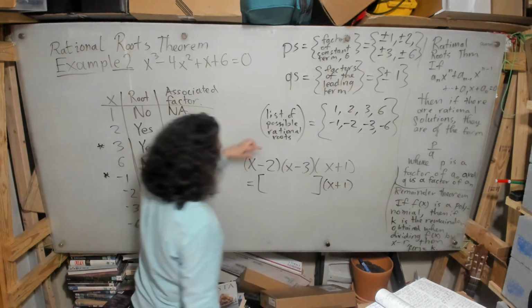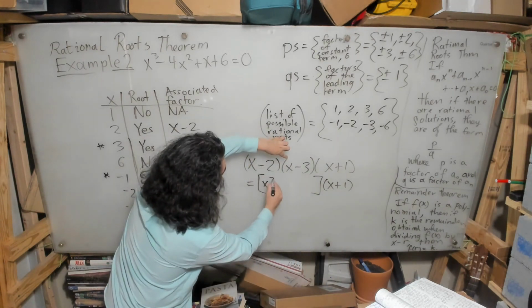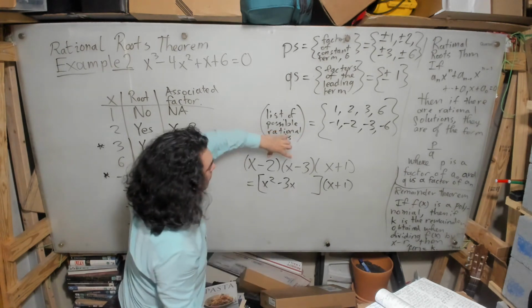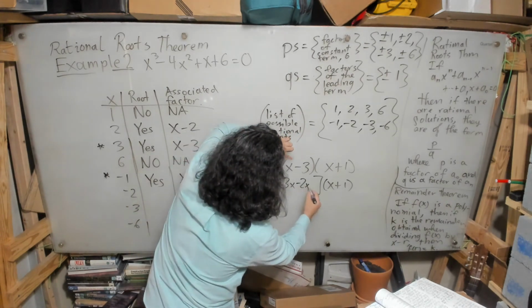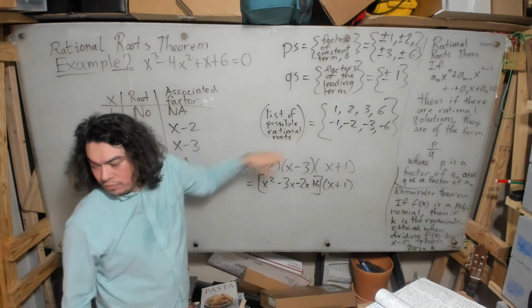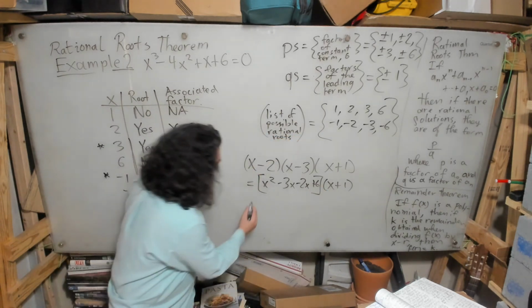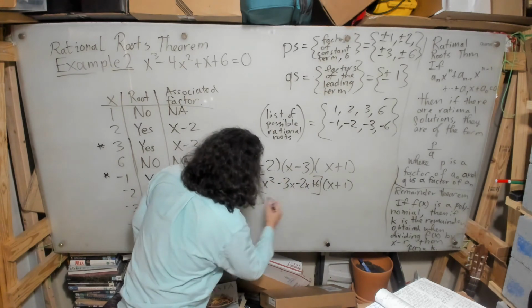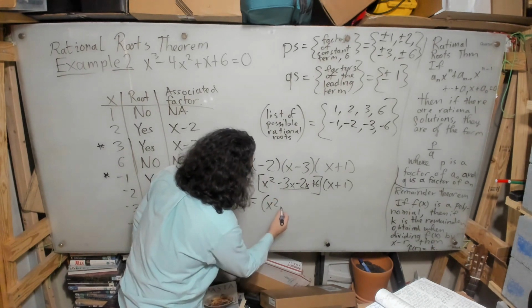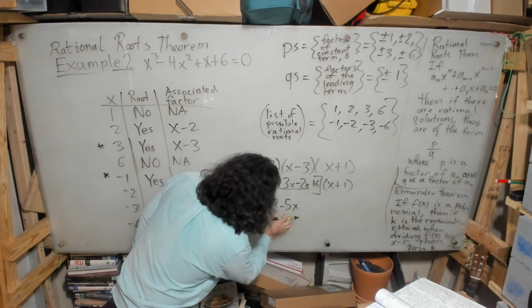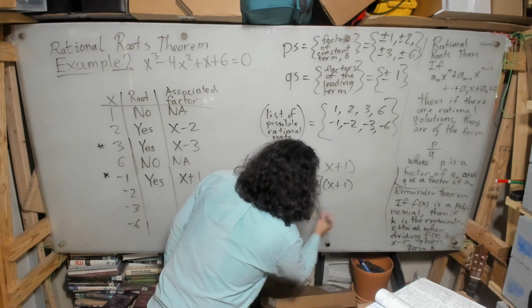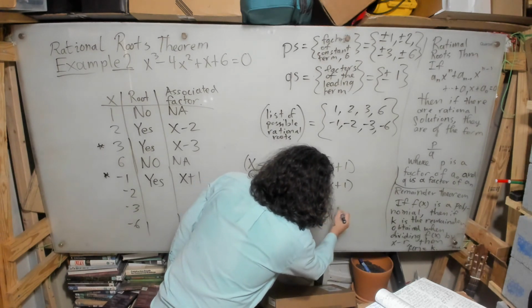Okay. What's x times x? That's x squared. What's x times negative 3? Minus 3x. What's negative 2 times x? Negative 2x. What's negative 2 times negative 3? That's positive 6, like this. You see? Then I can simplify this term in parentheses. So I get x squared. What's negative 3x minus 2x? That's negative 5x. Okay. And then plus 6. And then I bring down my x plus 1.